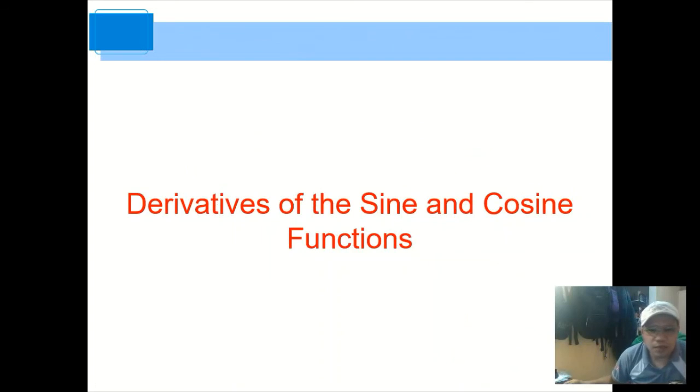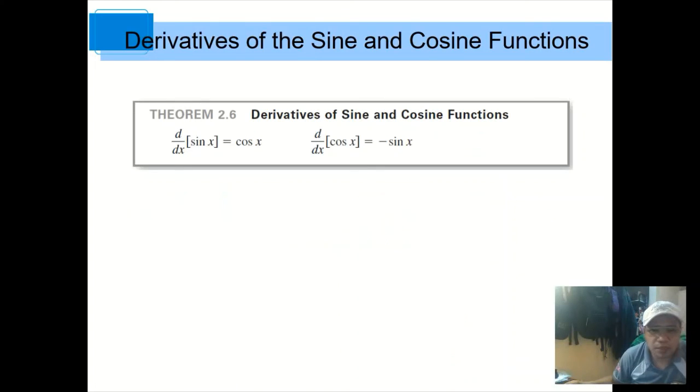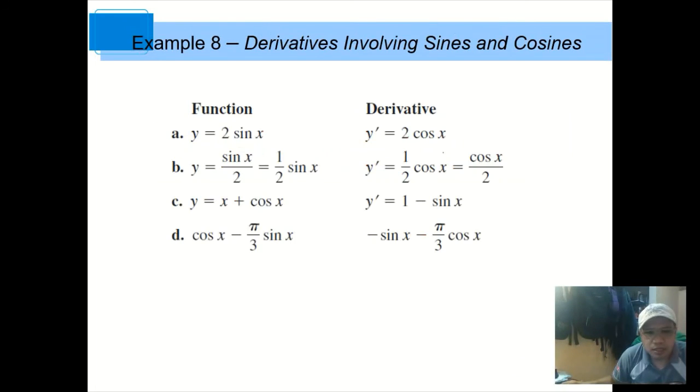So, next, derivative ng sine and cosine. So, simple lang naman to. Derivative ng sine will be cosine x. Derivative ng cosine x is negative sine x. For example, 2 sine x. So, ilabas natin si 2. Derivative ng sine is cosine x, kaya 2 cosine x.